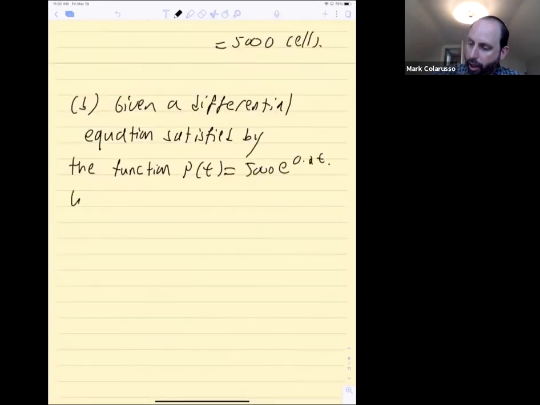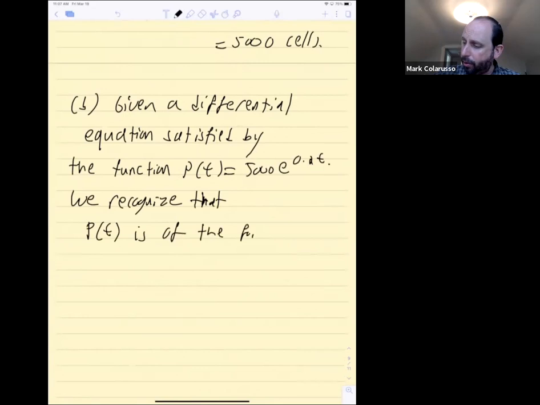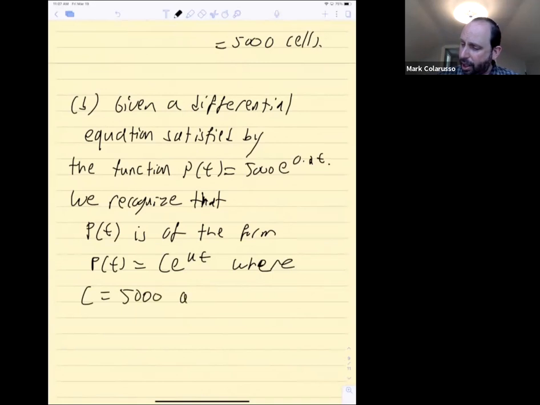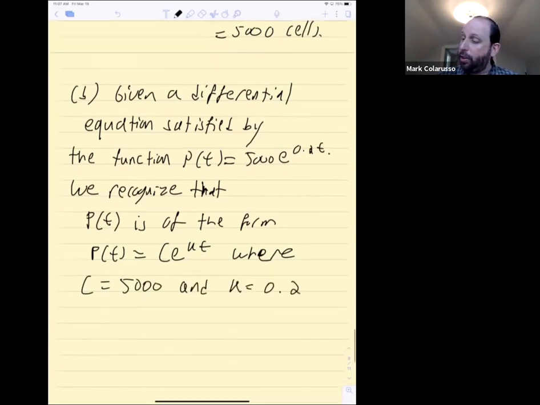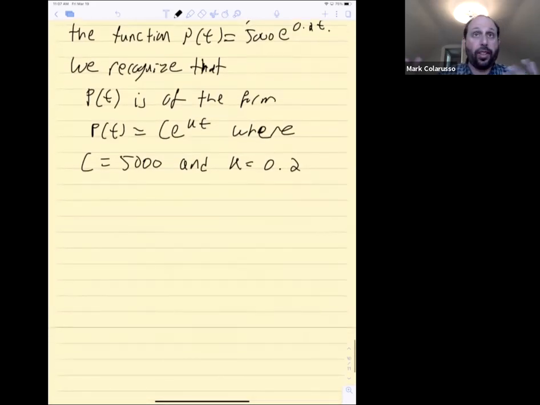Okay, so we recognize that p of t is of the form p of t equals C e to the kt, where capital C is 5,000 and our little k, the growth constant, is 0.2. So this is an exponential growth function.